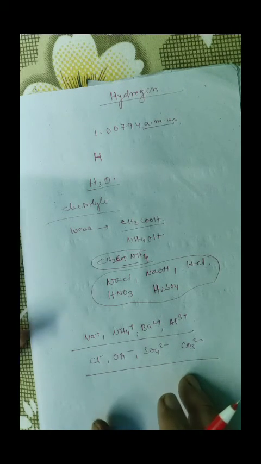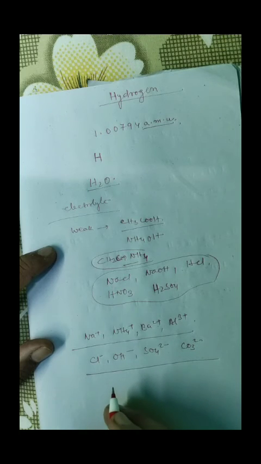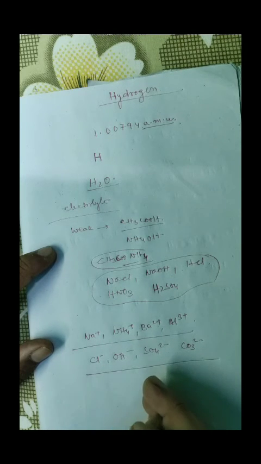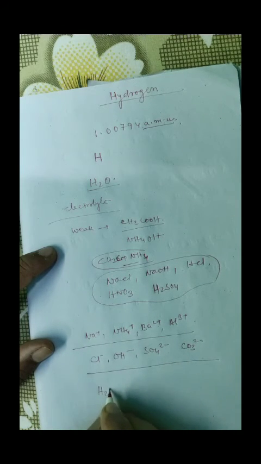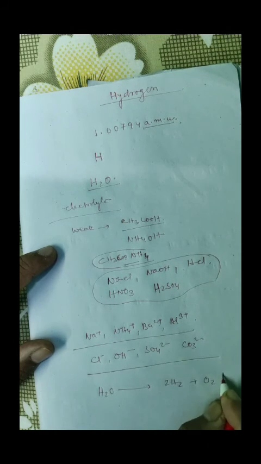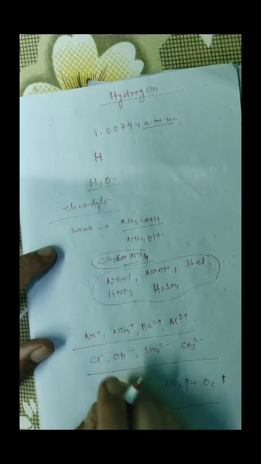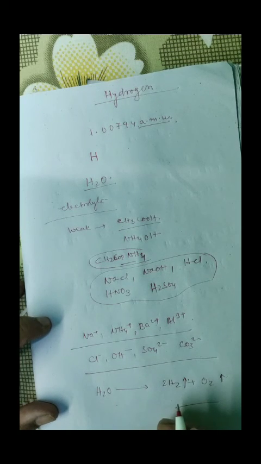Now, pure water is neutral and does not contain free ions. It can be made an electrolyte by adding a few drops of H2SO4. Such water is called acidulated water. When an electric current is passed through acidulated water, it decomposes into hydrogen and oxygen in the ratio 2:1. Say, when electric current is passed through water, it will give hydrogen and oxygen. Getting?